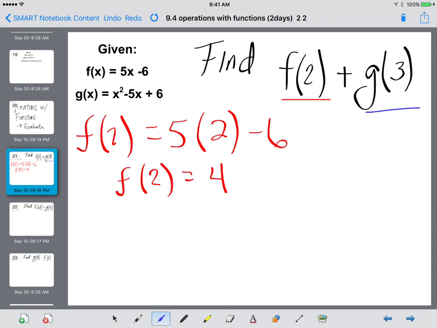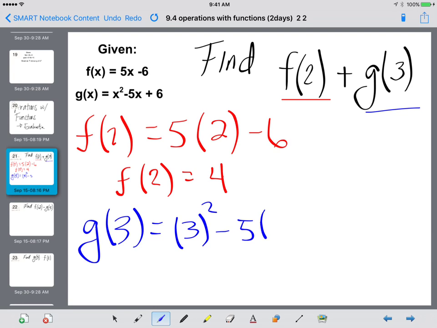Now let's find g of 3. So g of 3 would be, we have x squared. So let's go 3 squared minus 5 times, I'm going to replace it for all the x's. So 5 times 3 plus 6. We have 9 minus 15 plus 6. Well, 9 minus 15, I know that that's negative 6 plus 6. That happens to be 0.